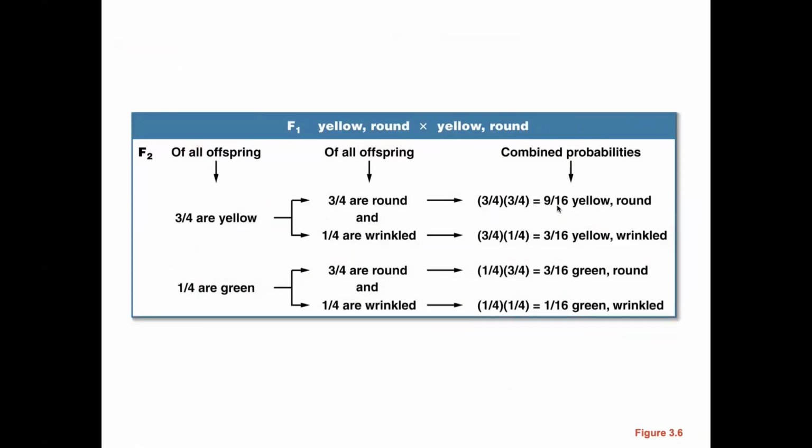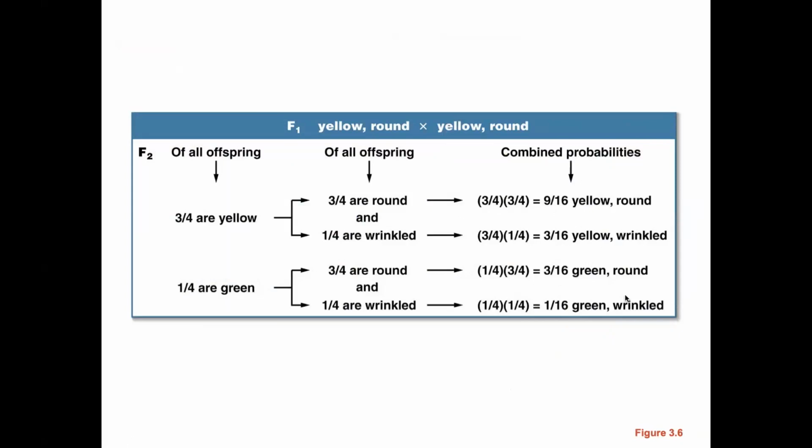Of those that are yellow, 1/4 are going to be wrinkled. So 3/4 times 1/4 predicts that 3/16 would be both yellow and wrinkled. And so on down the line, you do all of this multiplication in this branch diagram, and you see a segregation ratio of 9 to 3 to 3 to 1 of dominant-dominant, dominant-recessive, recessive-dominant, recessive-recessive. This is the prediction, and this is actually what Mendel observed.